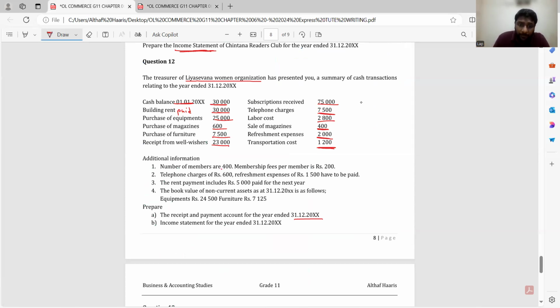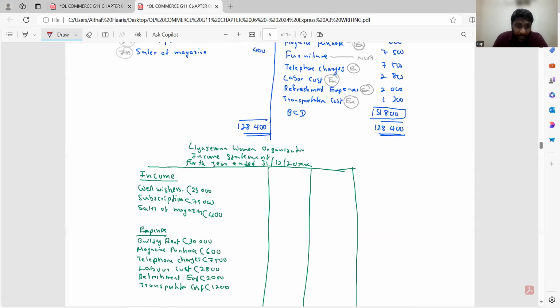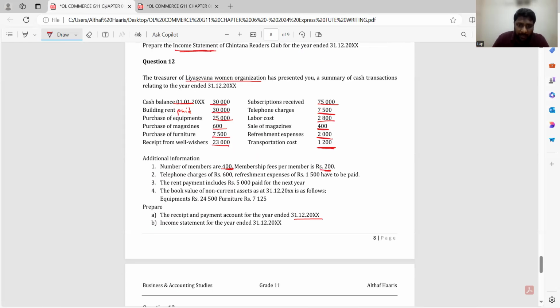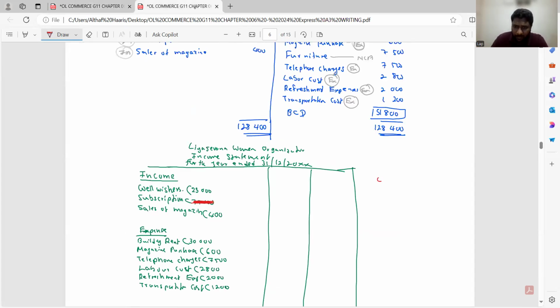Number of members are 400. Membership fee is 200. So this is not relevant for us because we can use the first method for this question. Number of members given 400, each member 200. Then 400 members times 200, we are getting 80,000.